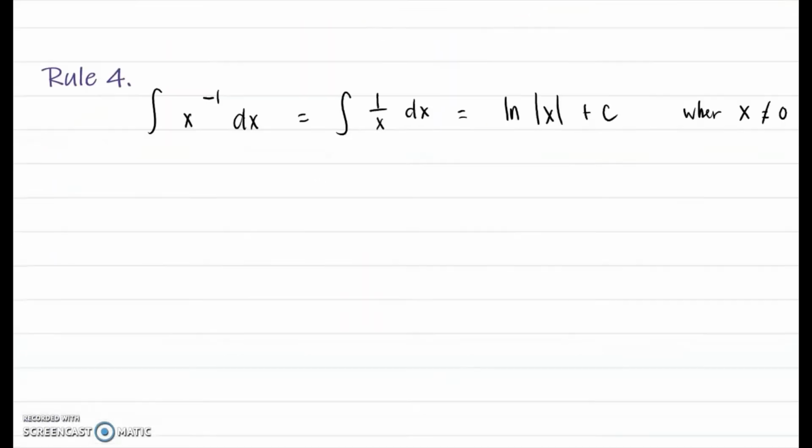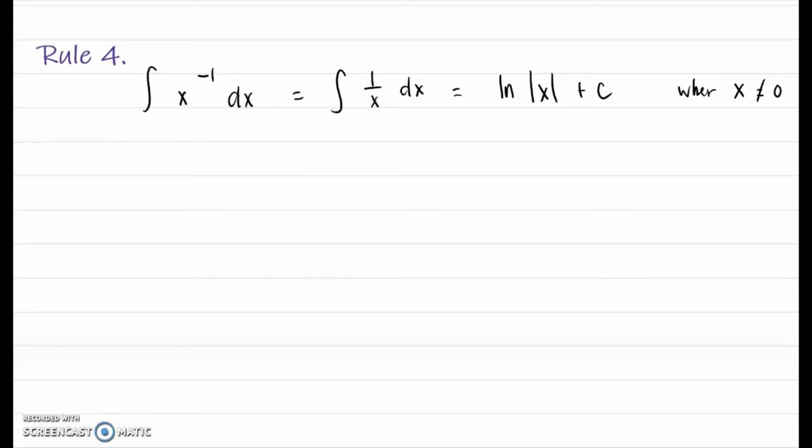And now let's go to rule number 4. Rule number 4 states that the integral of x raised to negative 1 with respect to x is just equal to the integral of 1 over x with respect to x, and that is ln of the absolute value of x plus c, where x is not equal to 0. So let's have an example. Let's have the integral of 2x raised to negative 1 with respect to x.